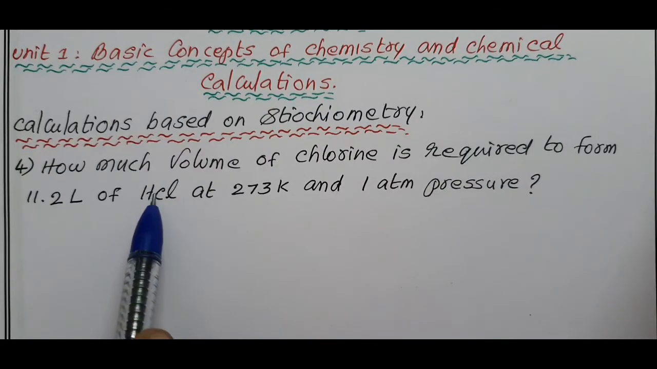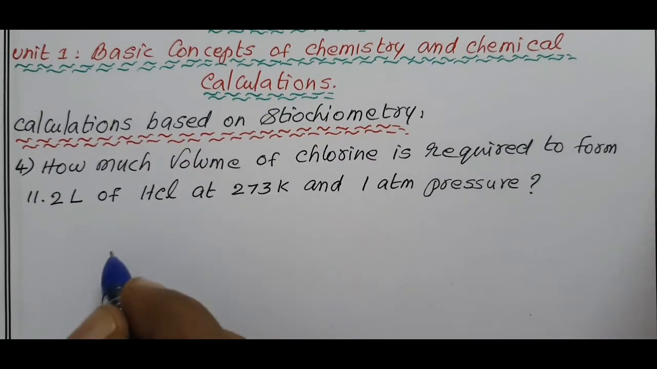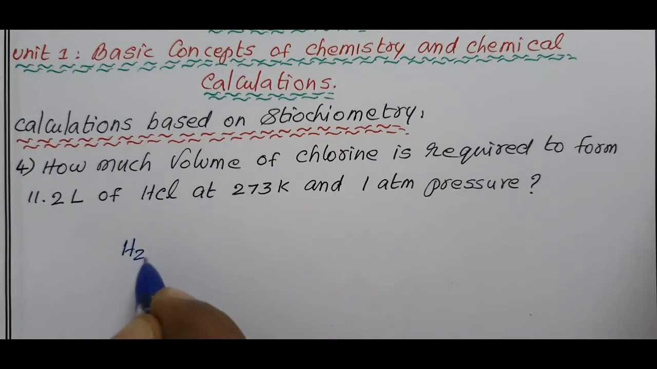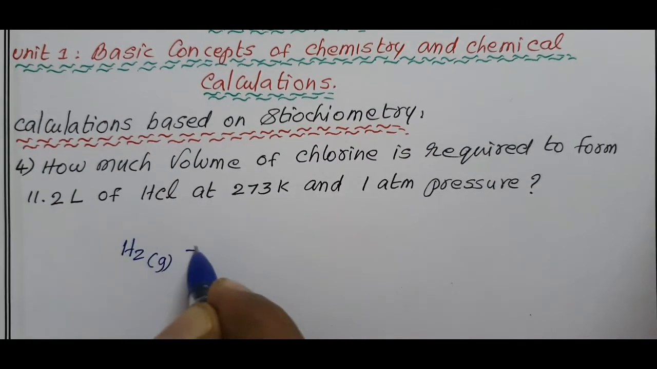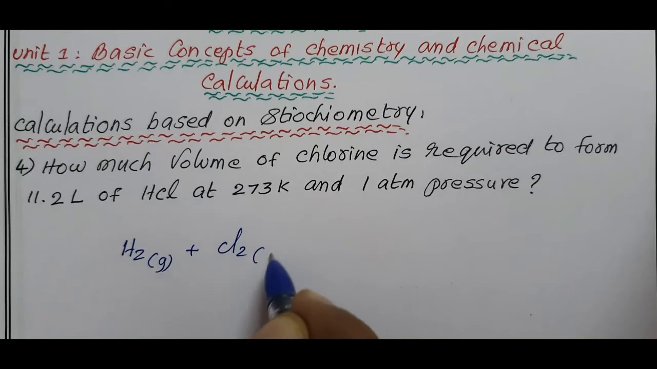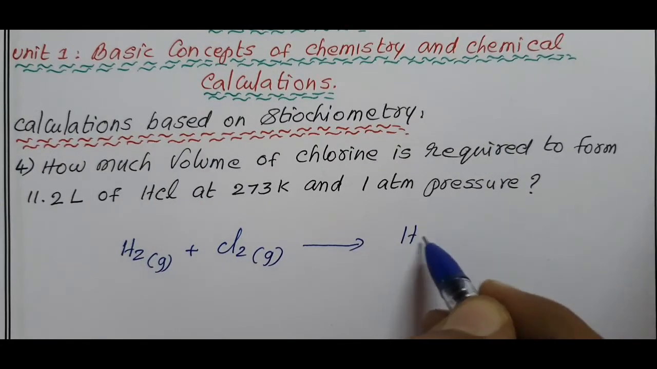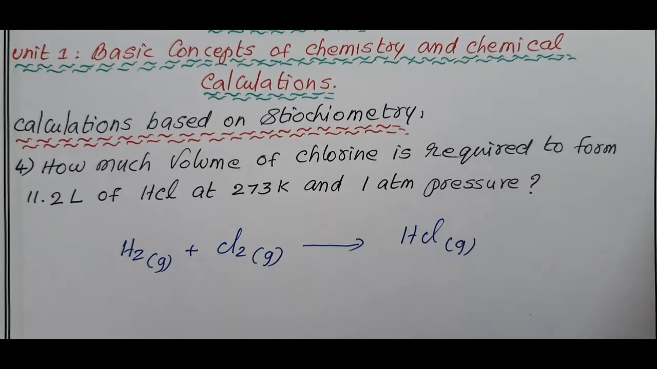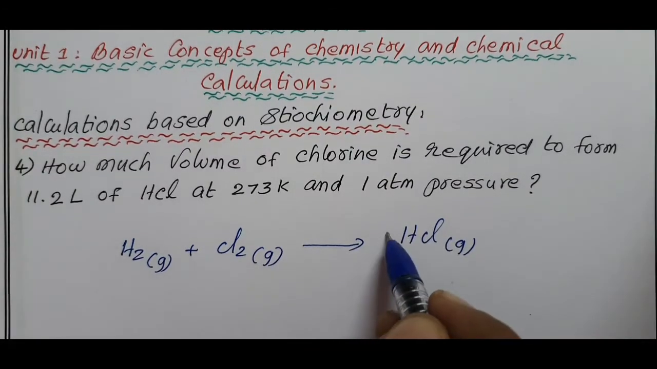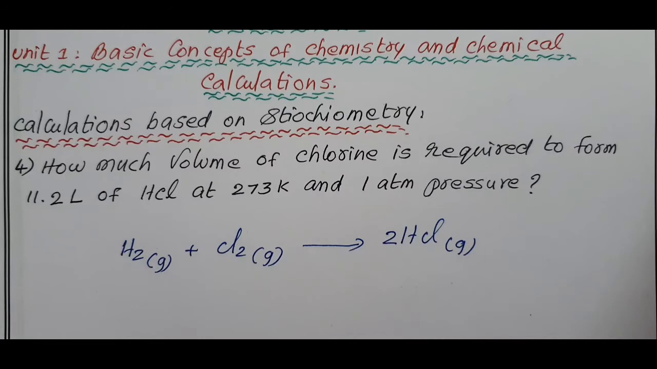Hydrochloric acid is formed from hydrogen and chlorine. H2 in gaseous state combined with Cl2, which is also in gaseous state, gives HCl in gaseous state. 2 hydrogen, 2 chlorine, 2 hydrogen, 2 chlorine. We know at standard temperature and pressure, 1 mole of any gas occupies 22.4 liters.